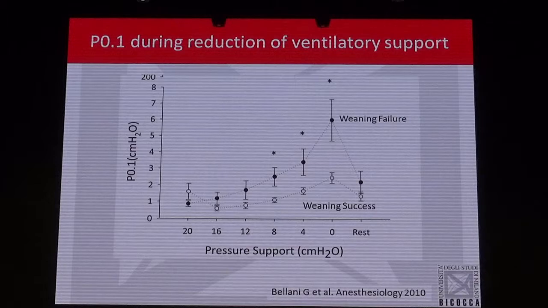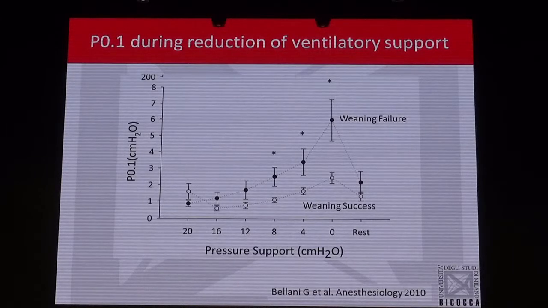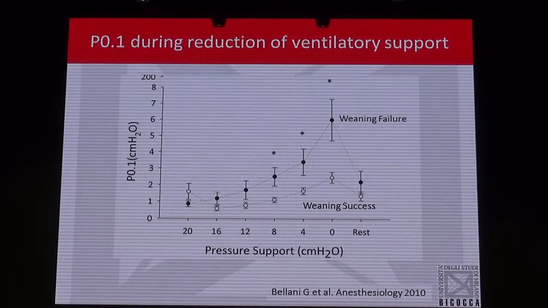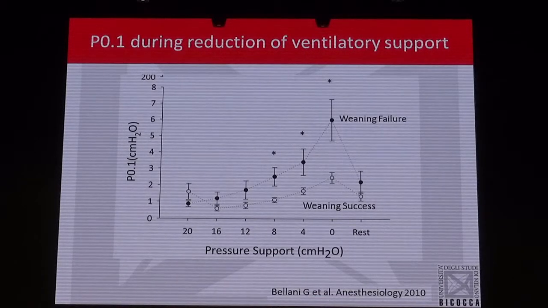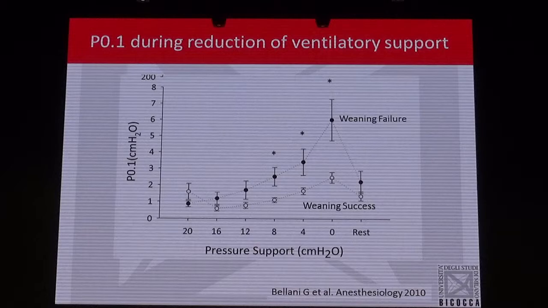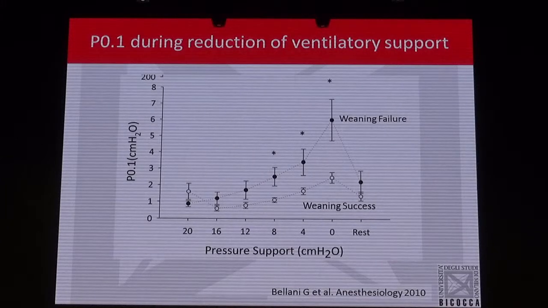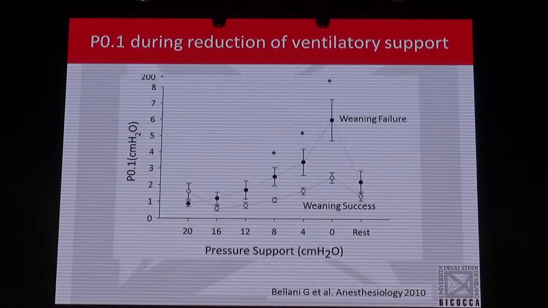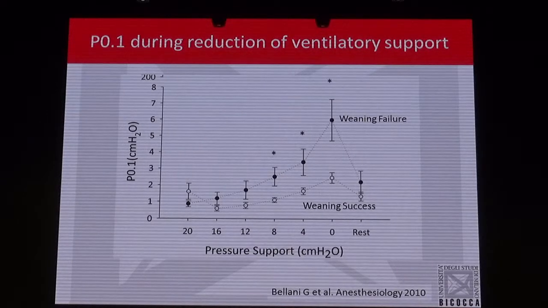So as I was saying, the empty symbols, the weaning success patients, they're fine. We can reduce their level of support. Of course, they will increase their effort a bit, but they are fine. The black dots are the patients who will fail the trial. As soon as I decrease pressure support, their level of P0.1 goes up. And so I have an immediate readout that a patient, for example, on 4 of pressure support, there the black dot, and the pointer does not show up on this very nice LED screen, but anyway, that the level of pressure support for that given patient is low, and the patient is putting a great pressure into the respiratory system.